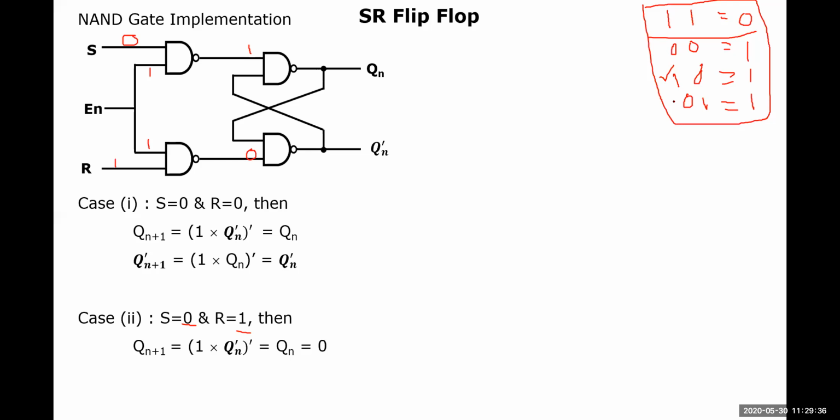So sorry, not this one. This one, I think this one 0, 1 will be taken. So final output is 1, 0. 1, 0 will be taken by this level. So this third and fourth level kind of gates here.